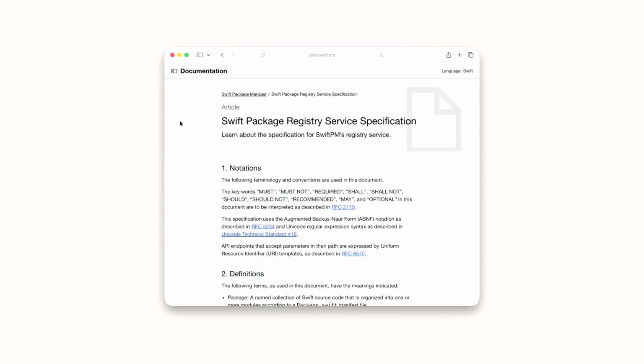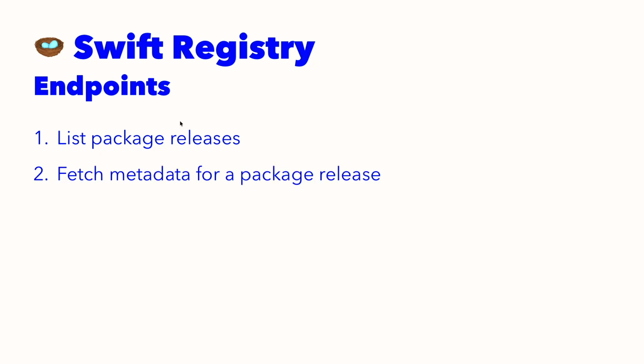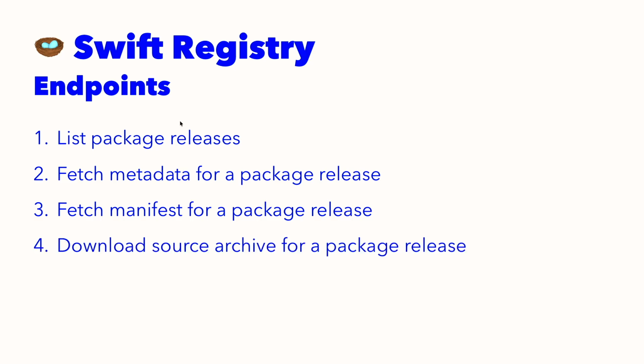All the documentation is online as part of the Swift Package Manager documentation, and it basically specifies, among other details, six endpoints. There is one endpoint for you as a client to be able to list all possible packages that have been released, listing the versions of them, and then you can specify a package and fetch specific metadata related to it. You can get the manifest, which would be the Package.swift for that specific release. You can then download the actual zip containing the source code that you want to use as a dependency.